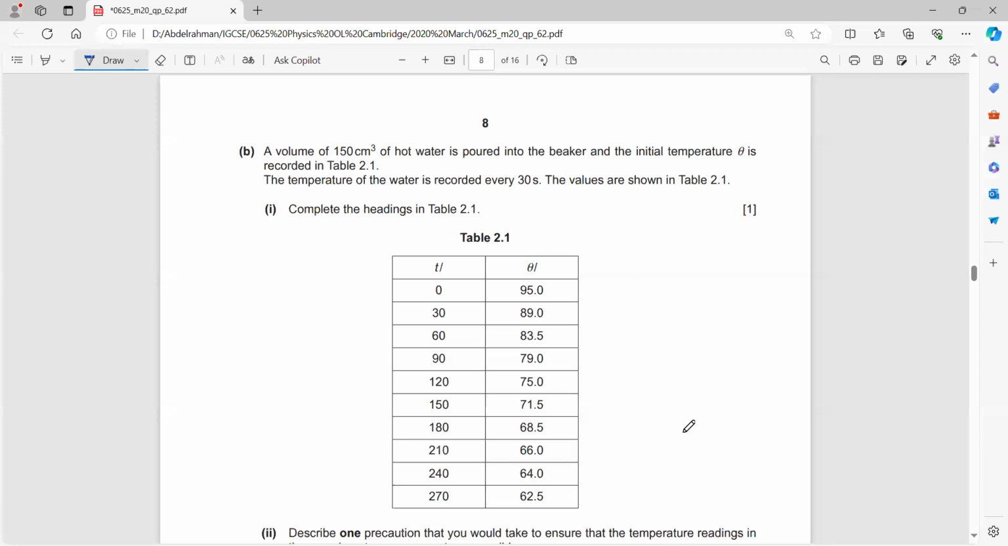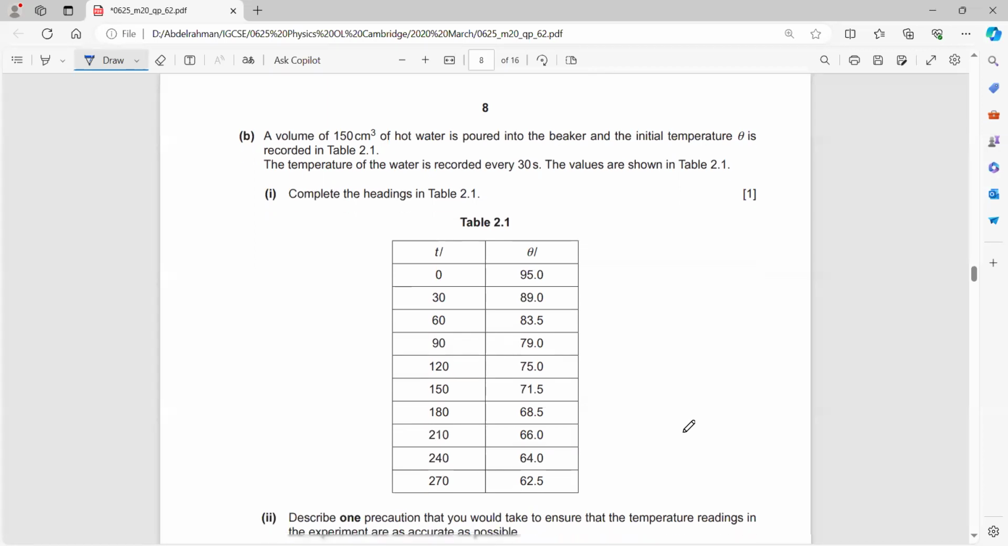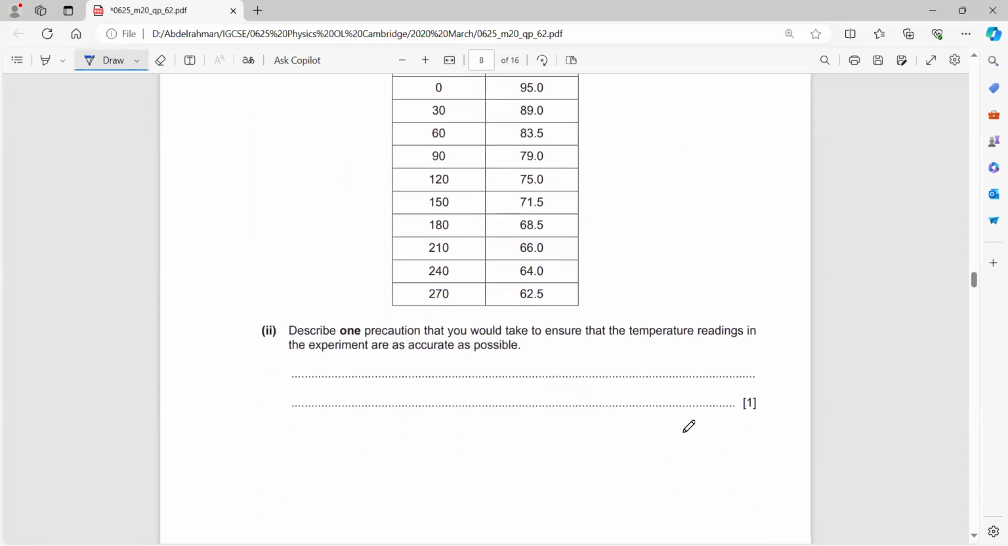We have a table of temperature and time. Describe one precaution that you would take to ensure accurate temperature readings. Yes, someone said stir the water. Correct. This is 100% correct. Stir the water gently before taking the reading.